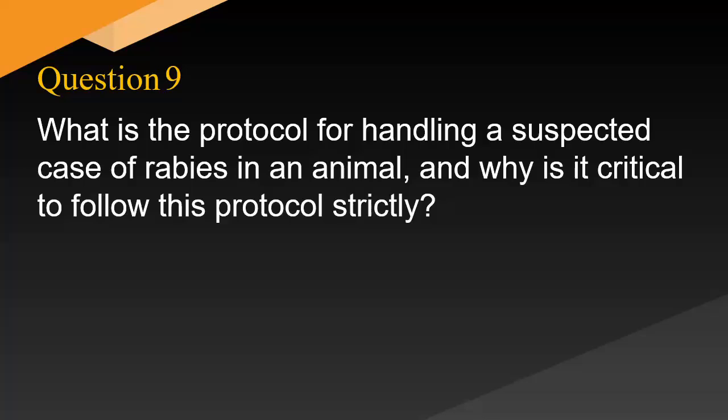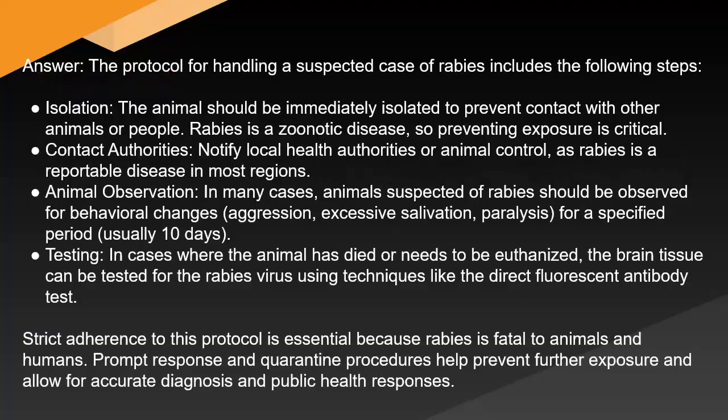What is the protocol for handling a suspected case of rabies in an animal, and why is it critical to follow this protocol strictly? Answer: The protocol for handling a suspected case of rabies includes the following steps.